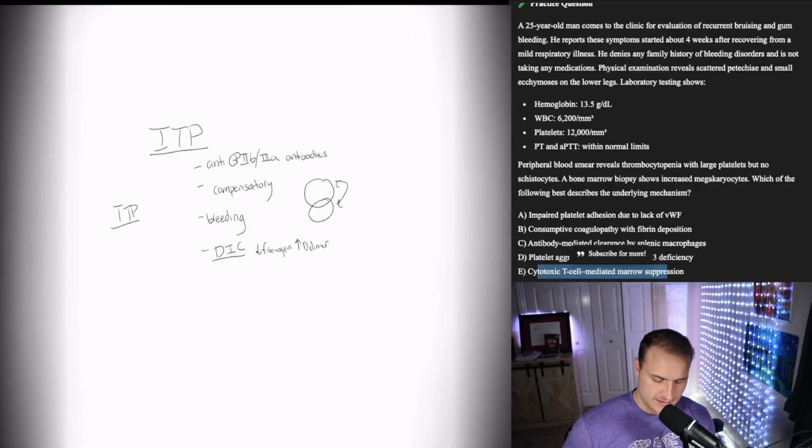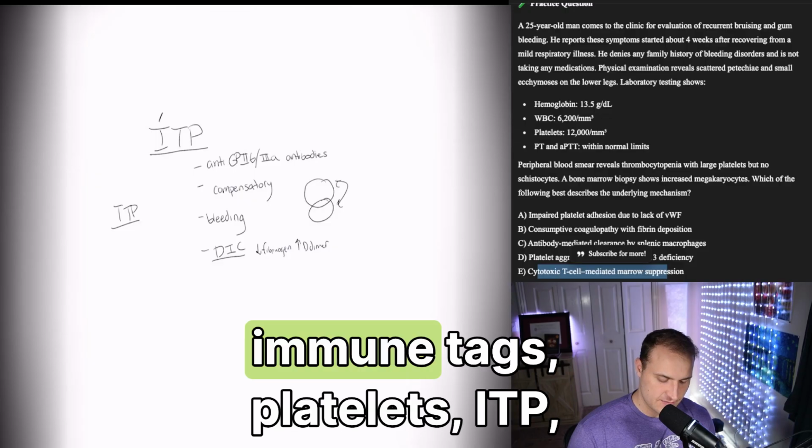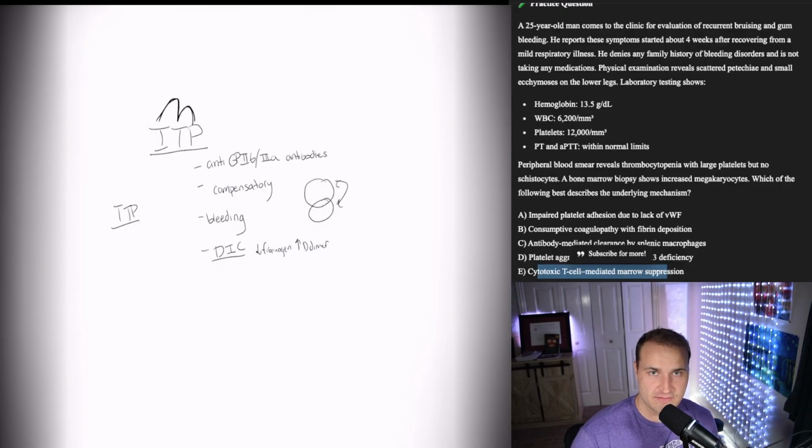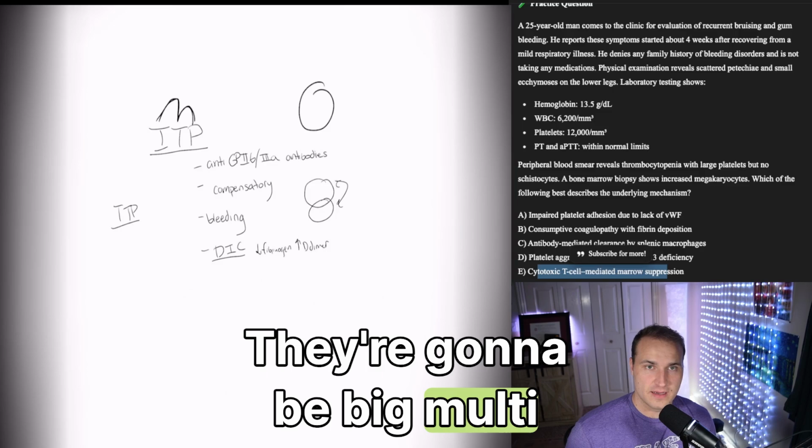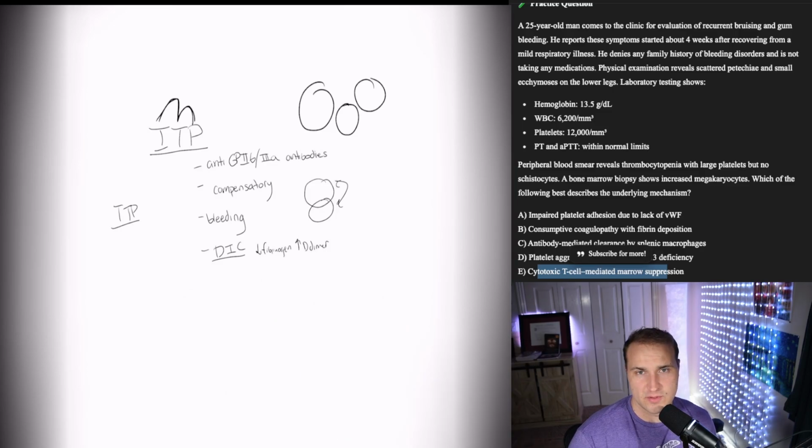So just to really clear this up, ITP is an autoimmune condition where your own antibodies tag your platelets for destruction. Think of it like this: immune tags platelets, ITP. The spleen sees those tagged platelets as invaders and clears them out. And so that's why the patients have low platelets but normal coagulation tests. Megakaryocytes are just large bone marrow cells that are responsible for producing the platelets. They're going to be big, multi-lobed kind of guys. You can also see bruising and petechiae, which are the small purple spots caused by bleeding in the skin. And also blood in the urine and stool.